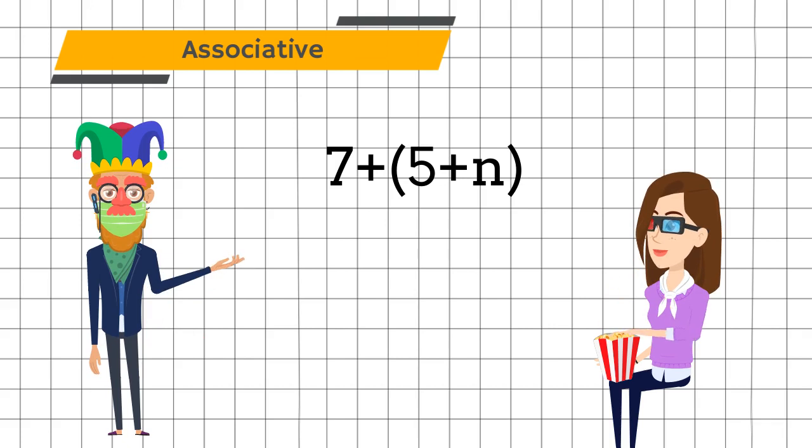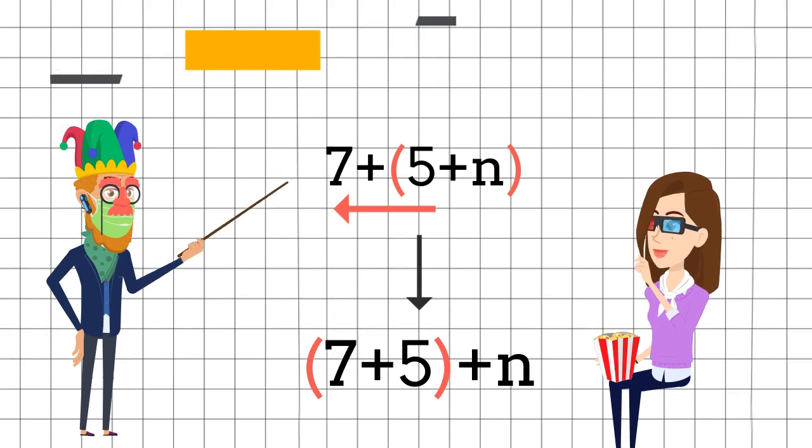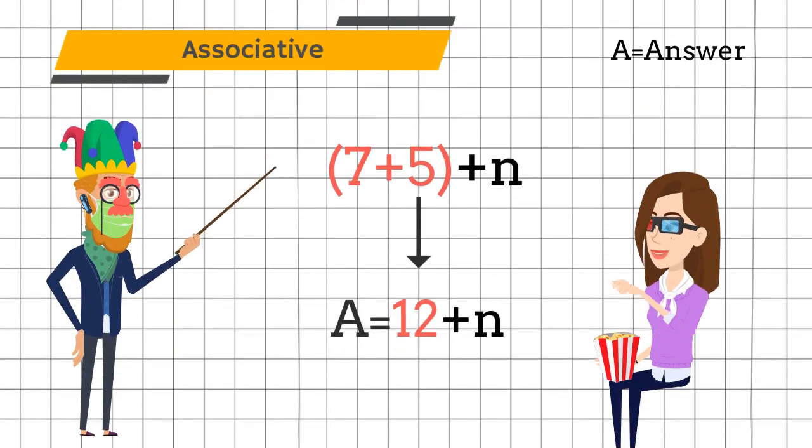For example, if we have 7 plus the sum of 5 and a number, we'll have to move the parentheses to the left because 5 and n can't be added. So the operation will be 7 plus 5 plus n. Then we add 7 and 5 to simplify, and the answer will be 12 plus n. We can't add them to n because we don't know what is the value of n.